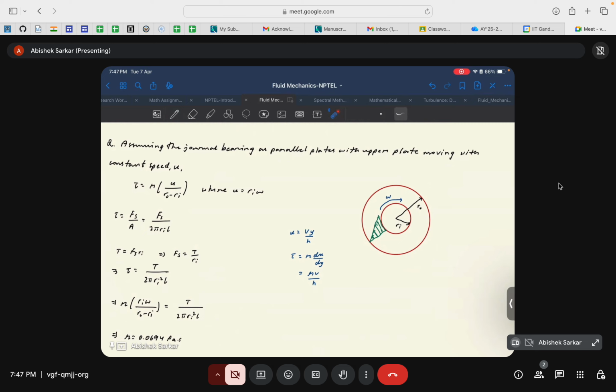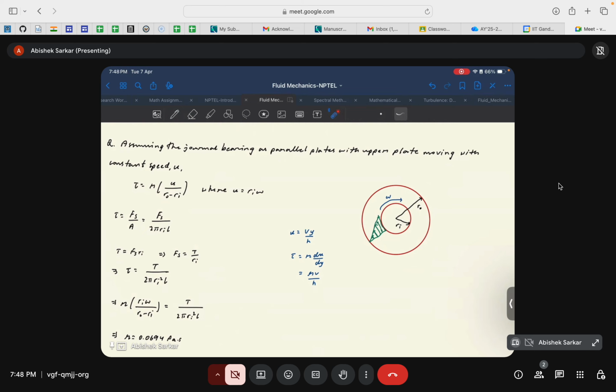So we have u considered to be linear, u as Vy by h. Now tau would be mu times du by dy, or tau would be mu V by h. So mu times the velocity divided by the gap. Okay, so we will have tau as mu times u divided by ro minus ri, which is the gap between the two cylinders. Now u is actually the angular velocity times the radius. Since the inner cylinder is rotating, u would be omega times ri, but omega is obtained by knowing the rpm.